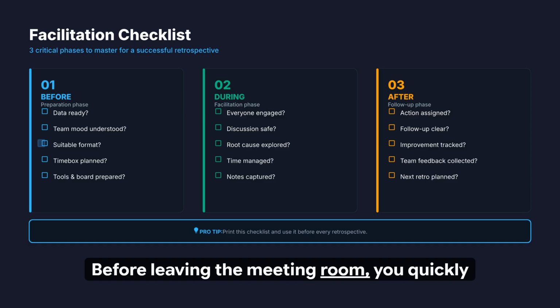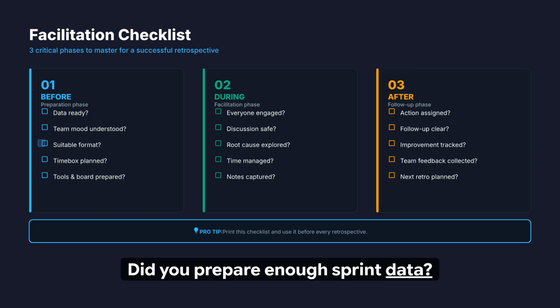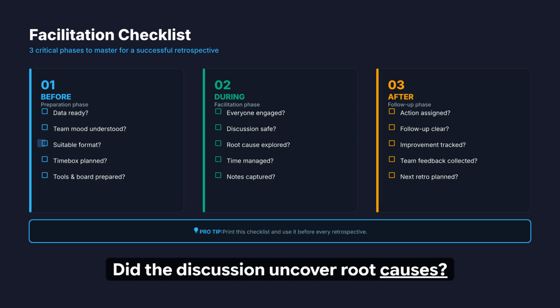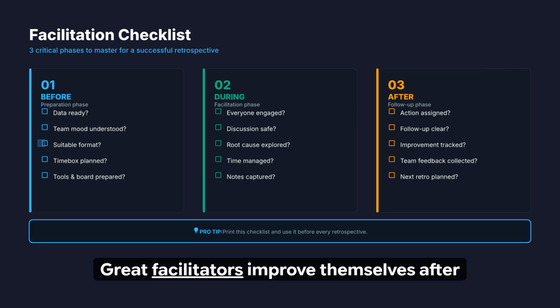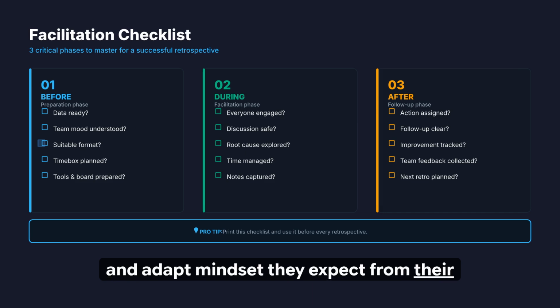Before leaving the meeting room, you quickly review your own performance. Did you prepare enough sprint data? Did everyone participate? Did the discussion uncover root causes? Are the action items assigned and being tracked? Great facilitators improve themselves after every retrospective, using the same inspect and adapt mindset they expect from their teams.